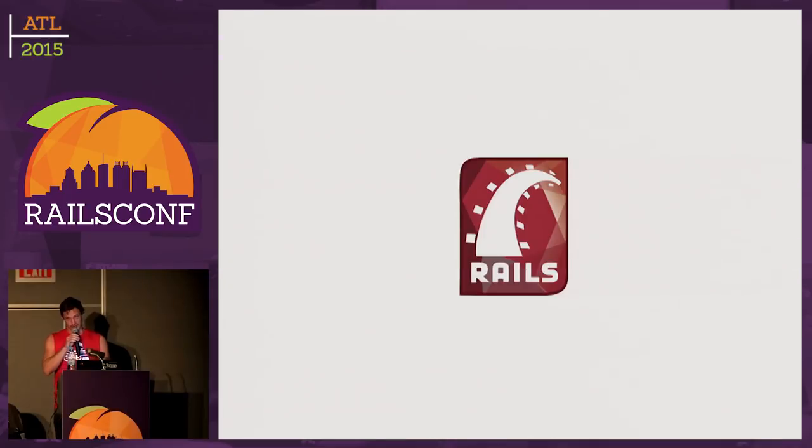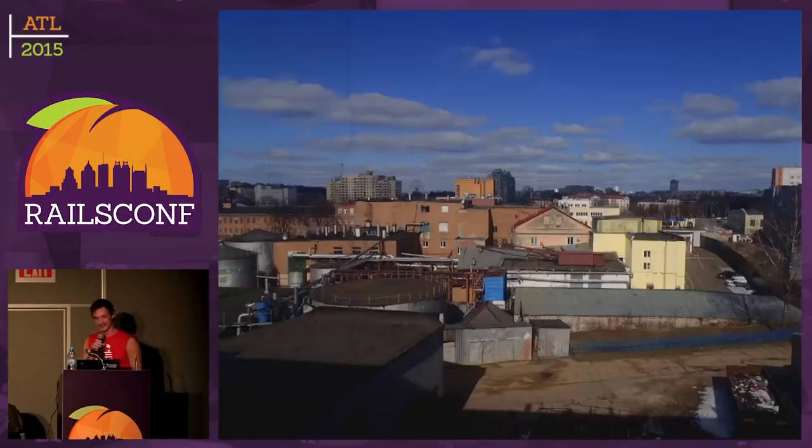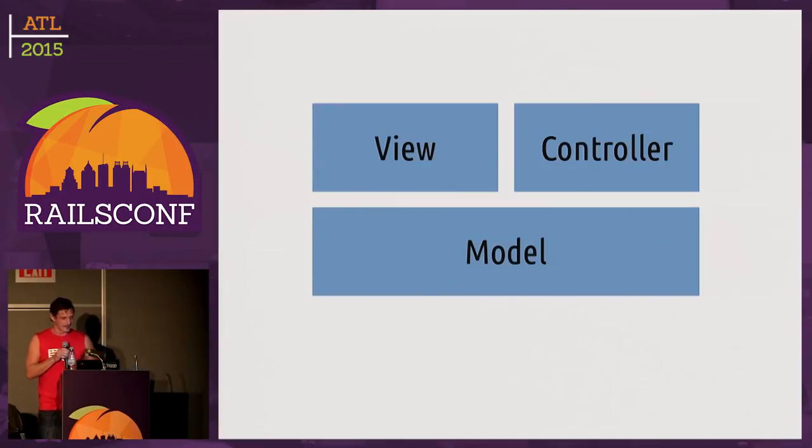Now, let's talk about Rails. We're all doing Rails, right? Yes, this is RailsConf. So Rails is a famous web framework, just in case you didn't know. It's famous for its integrated system architecture. This is a monolith, and this is a service-oriented architecture. Whatever.